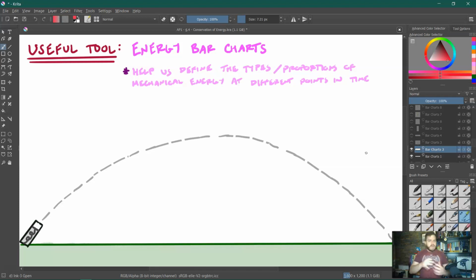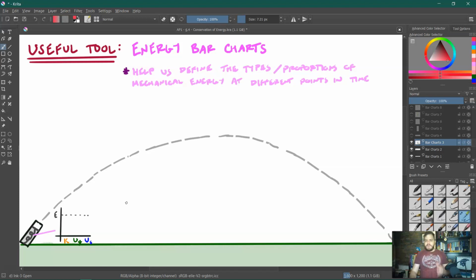So let's look at this situation through multiple points, see how we can use energy bar charts to analyze what types of energy, mechanical energy specifically, are present at every moment in time. So at the very, very beginning, let's say we have the dart loaded into the launcher, and I didn't draw that here, but imagine it's loaded in, the spring has been compressed, and the question is, well, what types of mechanical energy are in the system at that moment in time?